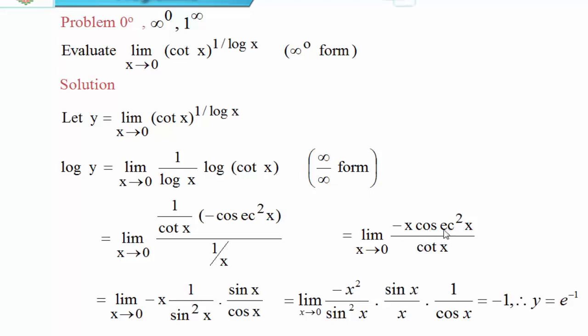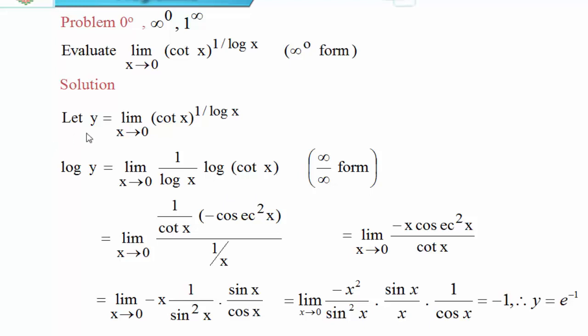But what is cosec? 1 upon sine. We can write it in this way. So we apply the property regarding sin theta upon theta as theta tends to 0 is 1, or theta upon sin theta as theta tends to 0 is 1, the reciprocal is also 1. So we have to create x square here. To create x square, we multiply the numerator by x and divide by x. Make a small adjustment, so the structure will be like this. The limit of this is 1, this is also 1, this is 1. So only minus 1 remains, and log y is minus 1.